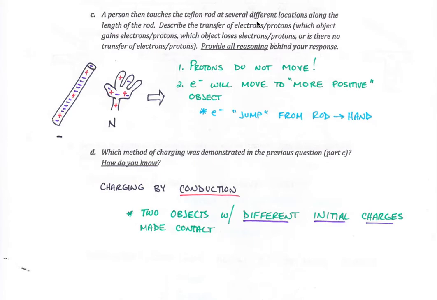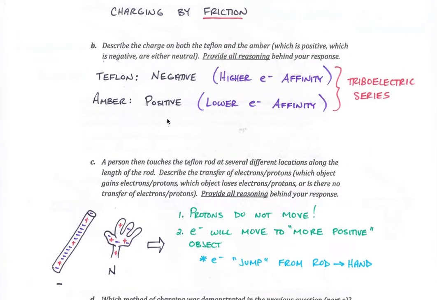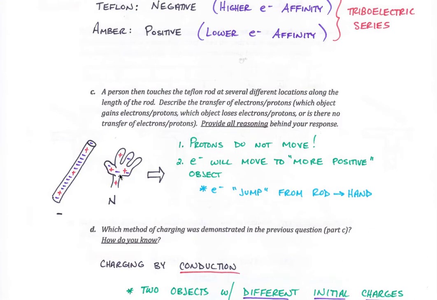All right, so as we slide down to question C, a person touches the Teflon rod at several different locations along the length of the rod. What happens in terms of electrons and protons? Well, first, it's important to recognize that the rod itself, as we discussed up here, became negative. The hand is originally neutral. So first and foremost, we need to recognize that protons do not move, not now, not ever. Therefore, they won't go anywhere.